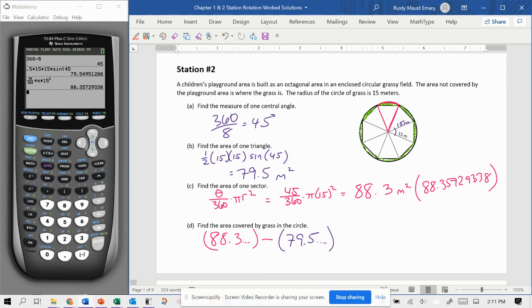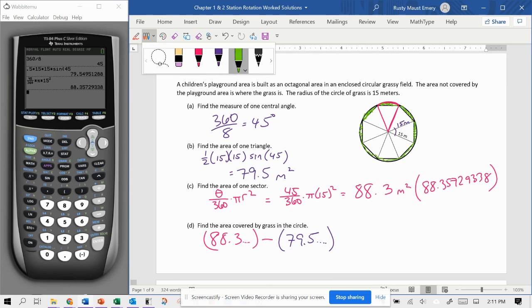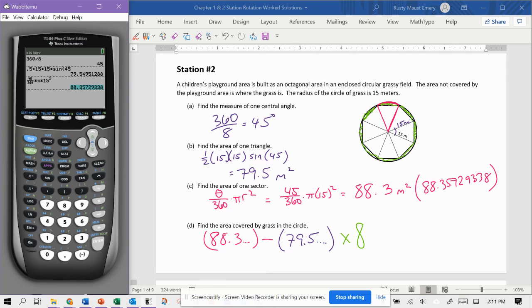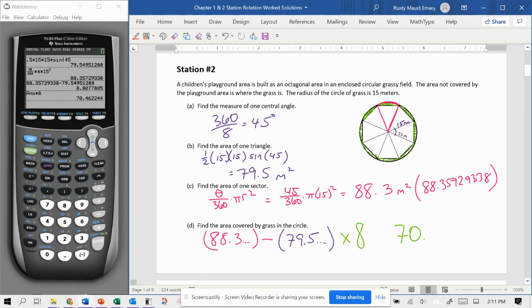So part C minus part B, and then multiply that by 8 for the 8 sections. So I have part C right there in my calculator. Pull that down, minus, we'll scroll up to part B, which was the 79. So I'm going to go ahead and calculate that, and then I need to multiply that by 8. And the complete area of the grass is 70.5. And that would be the 3 sig figs.